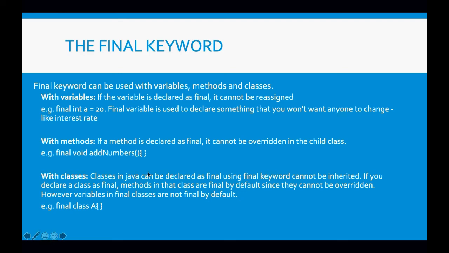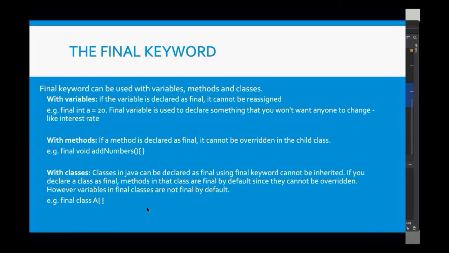And like I said, if you declare a class as final, methods in that class are final by default because they cannot be overridden. However, the variables are not final by default unless you yourself explicitly define the variables as final. So we'll look at an example of final.